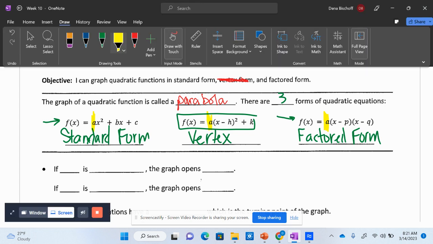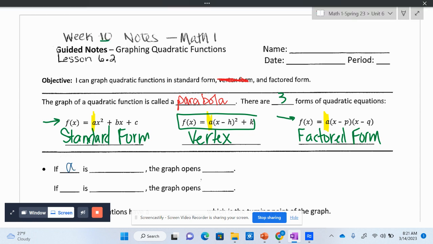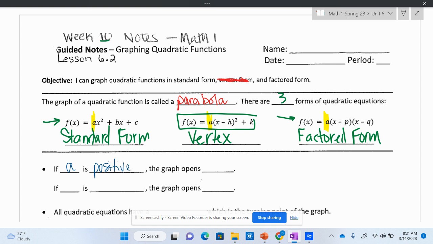So if A is positive, then our graph opens up like this. I'm going to say that it opens up and I'm going to put a smile there. It makes a smile. That's what I call that. So when your graph is positive, it smiles. Positive, it smiles. Okay? When it's positive, it smiles.